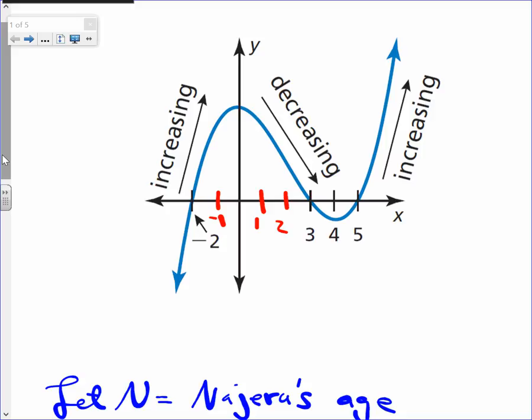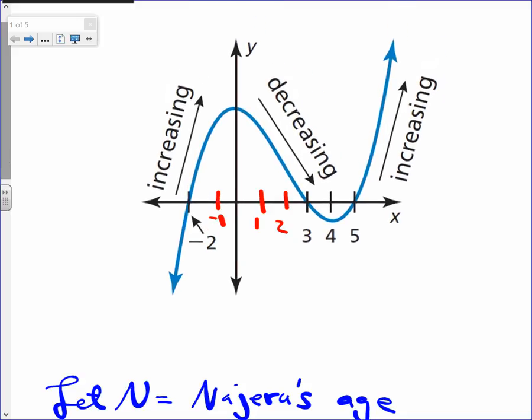So this function is increasing from left to right. It's increasing when it's going up from left to right. So right here it's increasing, from here all the way up to the peak of that little hill. Then it starts decreasing coming down to the bottom of this valley. It's decreasing from here to here, but then it starts increasing as we come up out of that valley. So you've got peaks, valleys, increasing, decreasing, increasing.